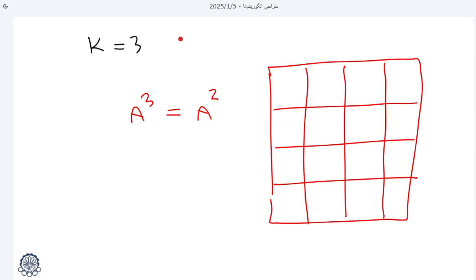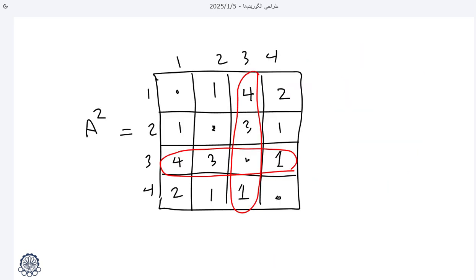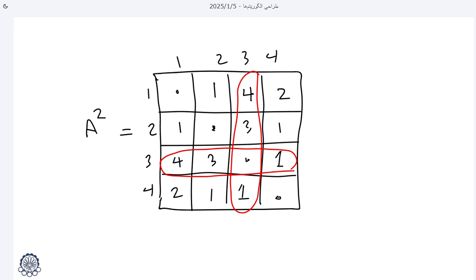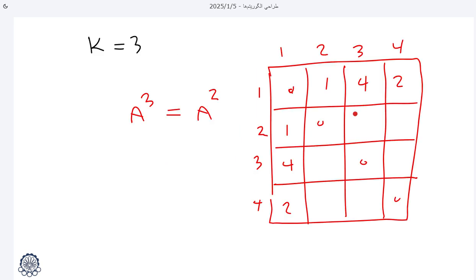I mean, node 3 does not help us to make shorter the length of passes. Okay. 1 4 2, 1 4 2, and 3 1, 3 1, 3 1 and 1 1. Okay.